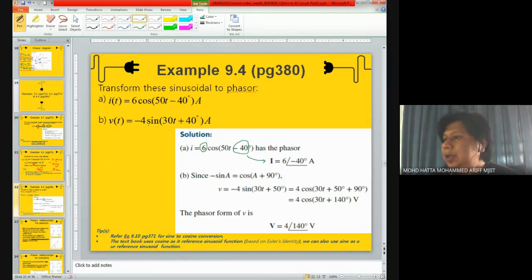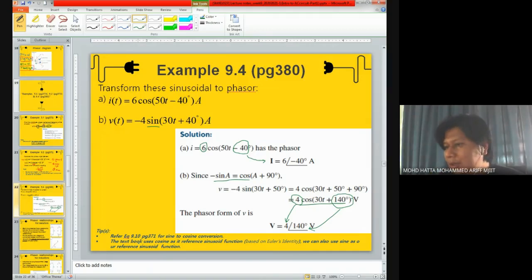However, if you have sine in your question, based on the example written by Alexander Sadiku, the sine needs to be converted into cosine first. Later, from the cosine equation, take the magnitude as the amplitude of your polar form, and take the angle as the phase angle of the polar form.